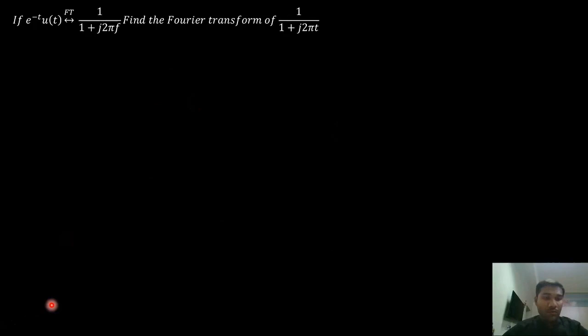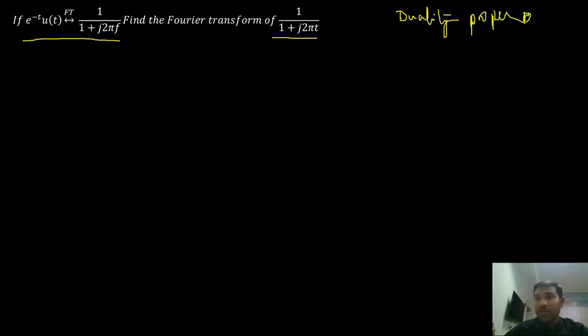So let us do some more problems on Fourier transform. This is the Fourier transform pair given, and we need to find the Fourier transform of 1 by 1 plus j2 pi t. If you remember, we have proved the duality property, right? So what does duality property say?